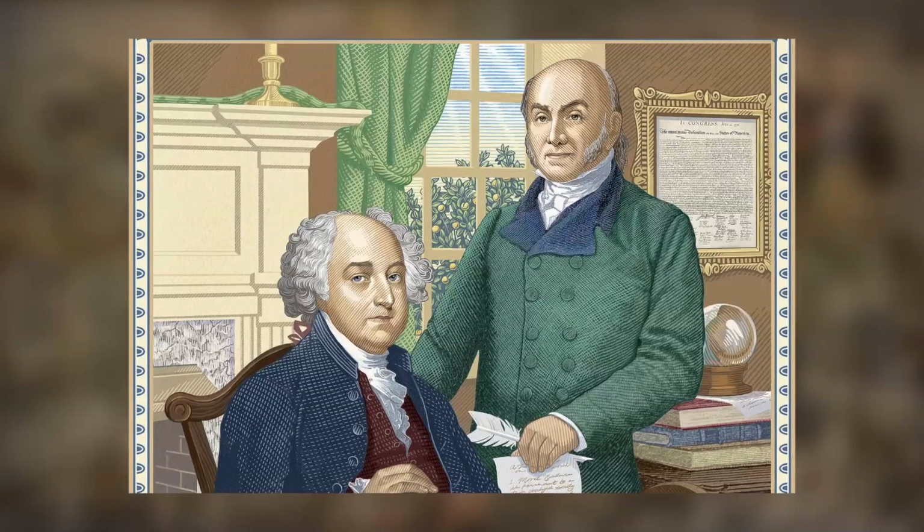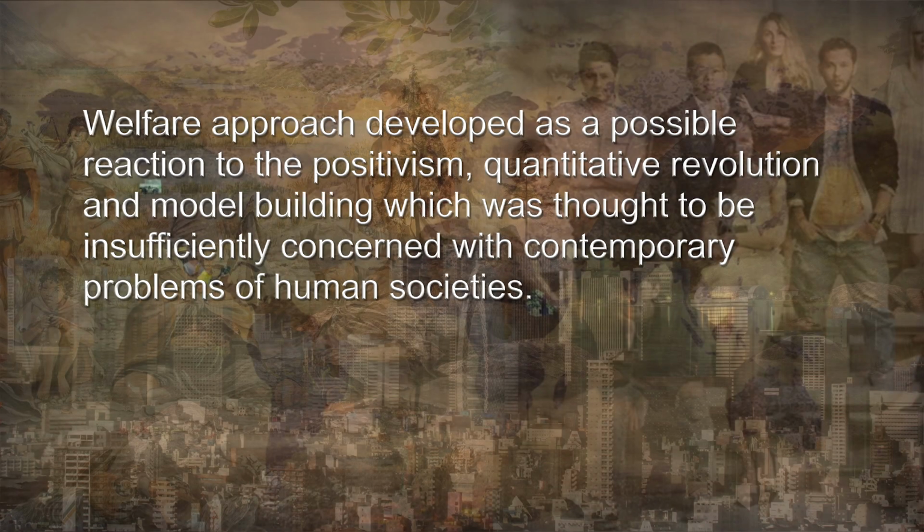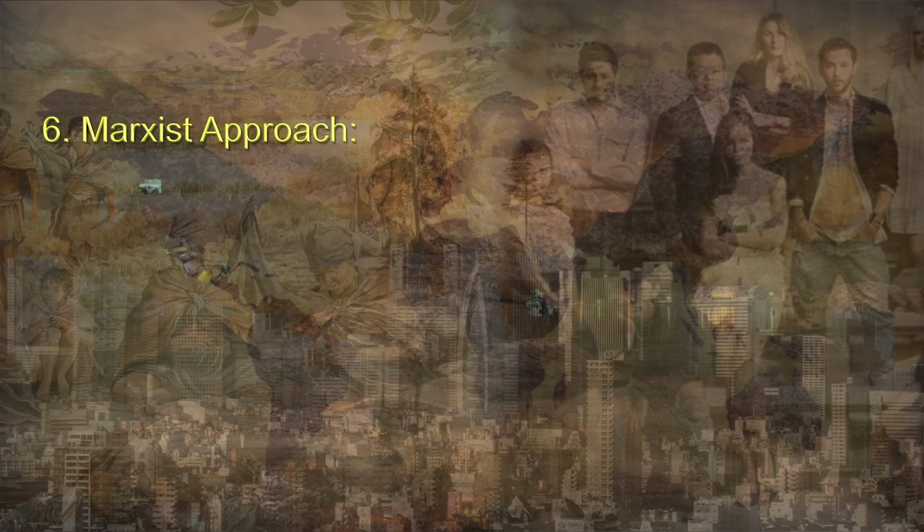A revolution towards the welfare approach in contemporary human geography was indicated by Smith, and he focused on how current welfare configurations regarding who gets what, where and how could be judged against alternatives. The welfare approach developed as a possible reaction to positivism, quantitative revolution and model building, which were thought to be insufficiently concerned with contemporary problems of human societies. So, this paved the way for the Marxist approach.